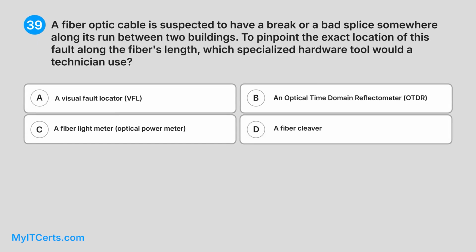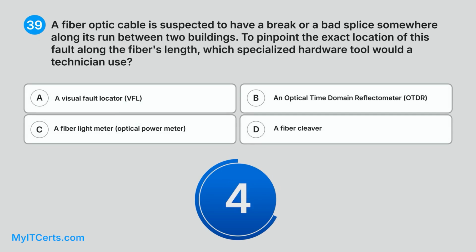39. A fiber optic cable is suspected to have a break or a bad splice somewhere along its run between two buildings. To pinpoint the exact location of this fault along the fiber's length, which specialized hardware tool would a technician use? A. A visual fault locator, VFL. B. An optical time domain reflectometer, OTDR. C. A fiber light meter, or optical power meter. D. A fiber cleaver. Can you guess the answer?